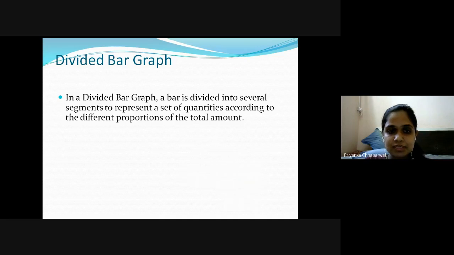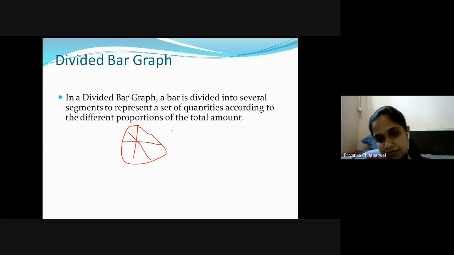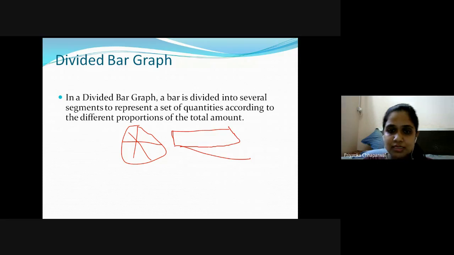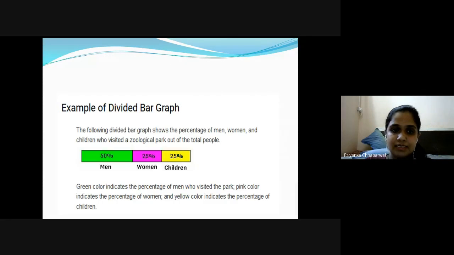In a pie chart, we have a circle. एक circle होता है. We have divided it into different sectors, different slices. But in a divided bar graph, we have one simple bar like this. In this bar, we have divided the total amount into some different proportions. So it is the divided bar graph.